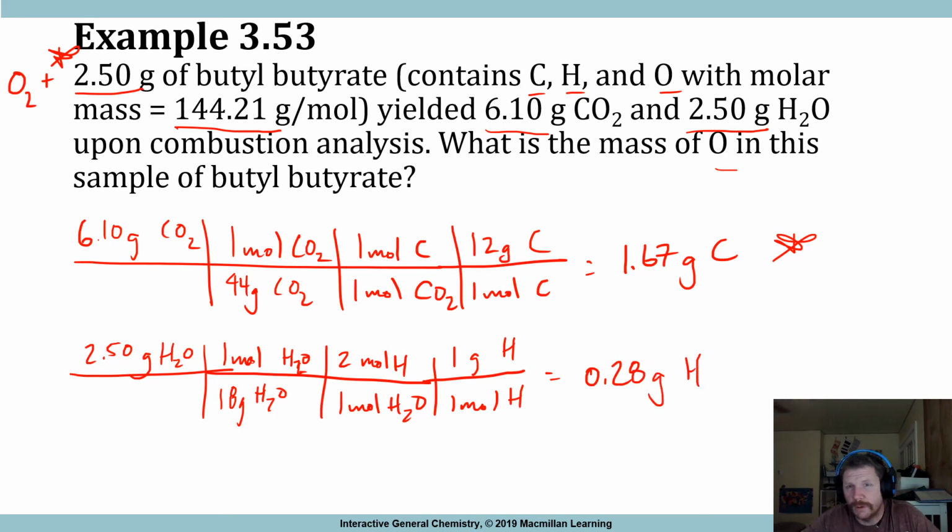So my question was asking, what's the mass of oxygen? So all that I'm going to do is take 2.5, subtract 1.67, then subtract 0.28, and that's going to get me 0.55 grams of oxygen present in this particular sample of butyl butyrate.